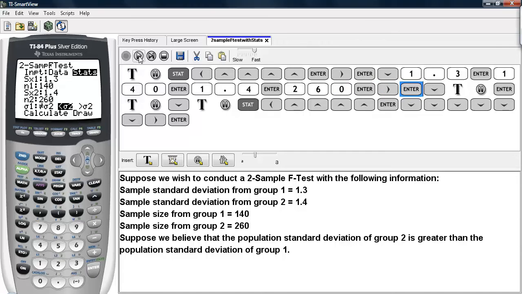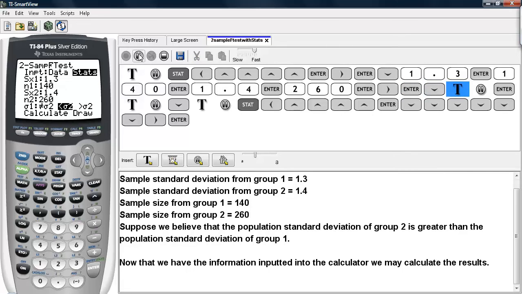Now, since we are conducting a test where we believe the population standard deviation of group 2 is greater than the population standard deviation of group 1, we're going to highlight this option so that we run the test appropriately. Then we'll go ahead and calculate.